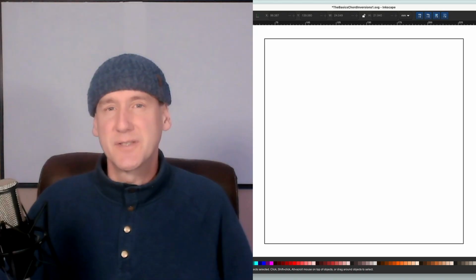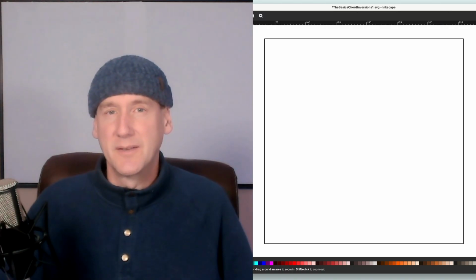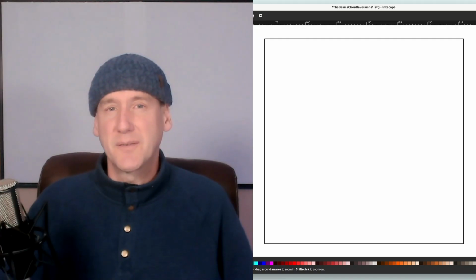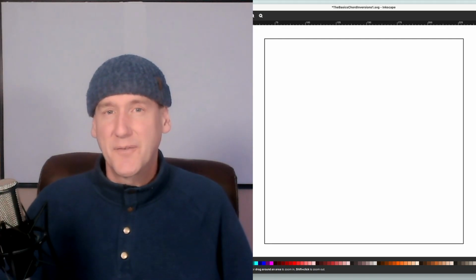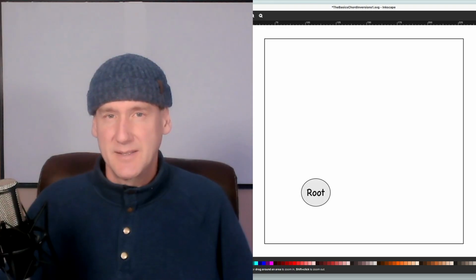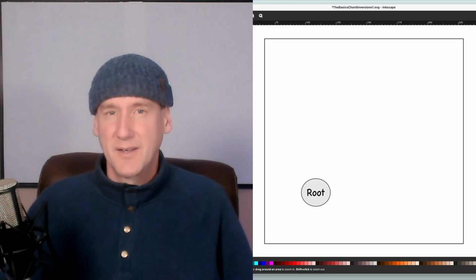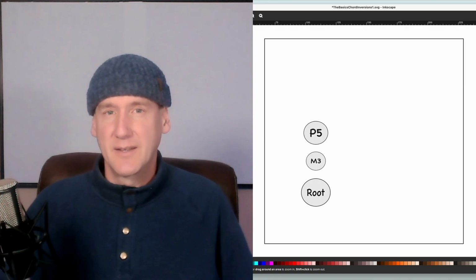So how are inversions constructed? And also, how are they named? So we'll start from scratch. And the first thing that we'll establish is our root. Now the root is in the bass in this situation, which makes this a root position chord. Once we add a third, and then a fifth, now we have a complete triad.